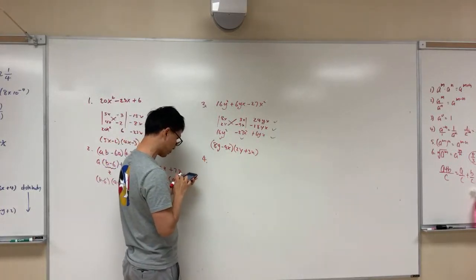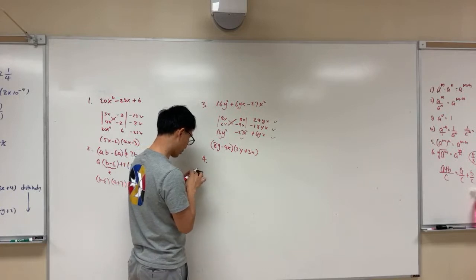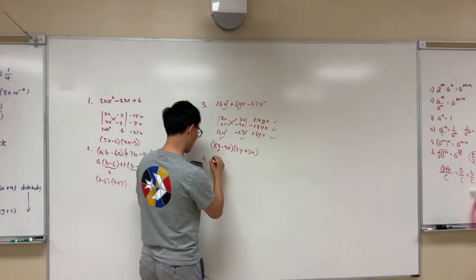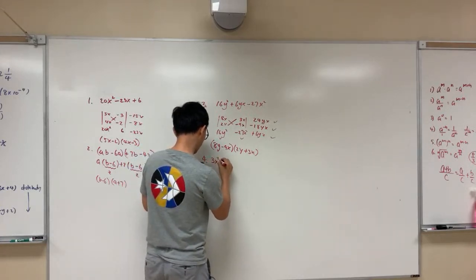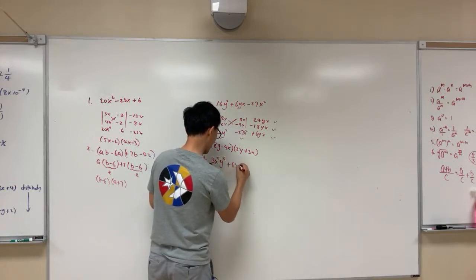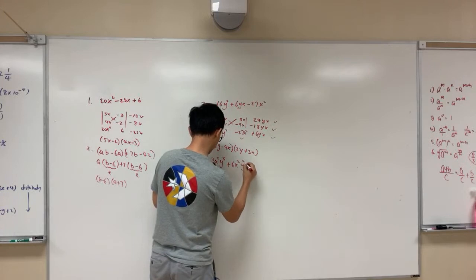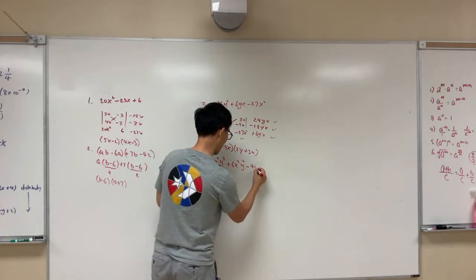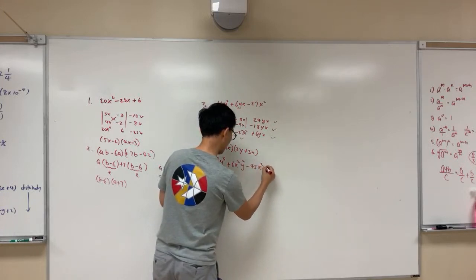4. So now if I go to 4, that's going to be 3x squared y to the third plus 6x squared y to the second minus 45x squared y.